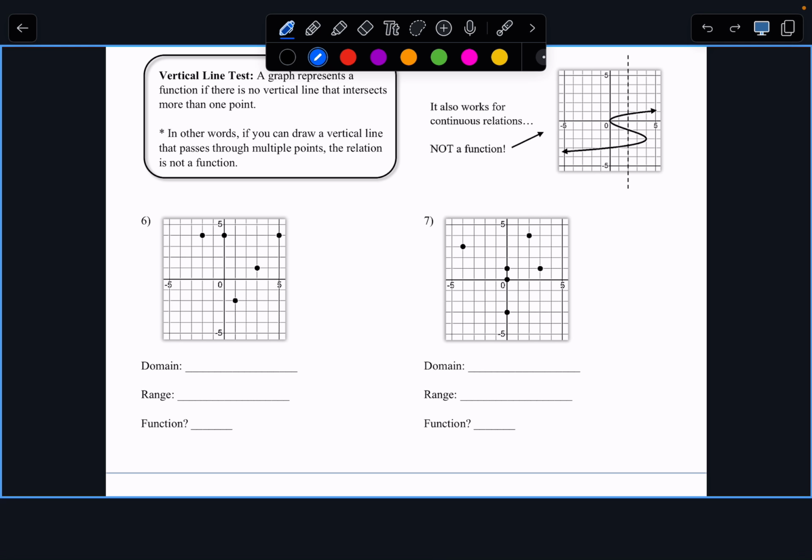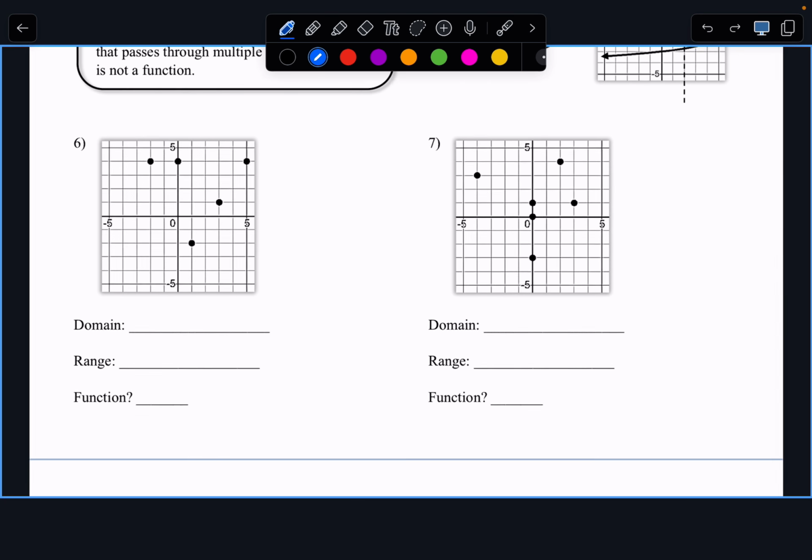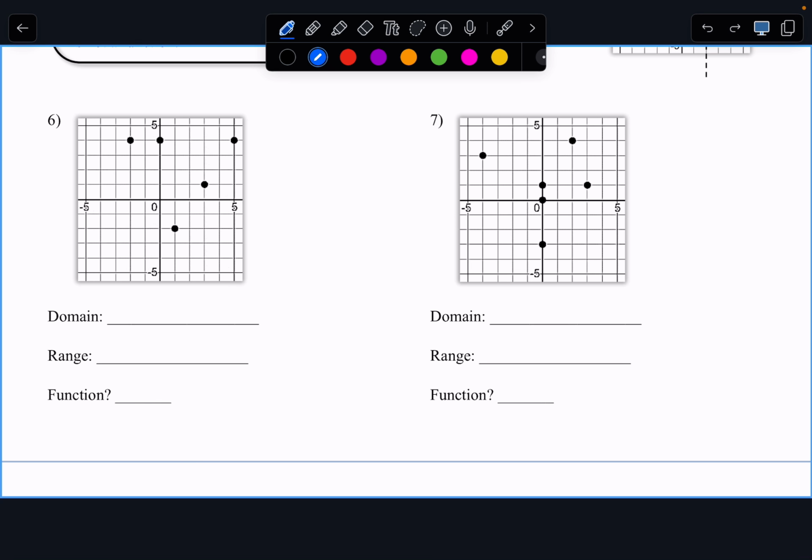I am going to give you 2 minutes to write down the domain, range, and function, yes or no, for 6 and 7. Let's go.